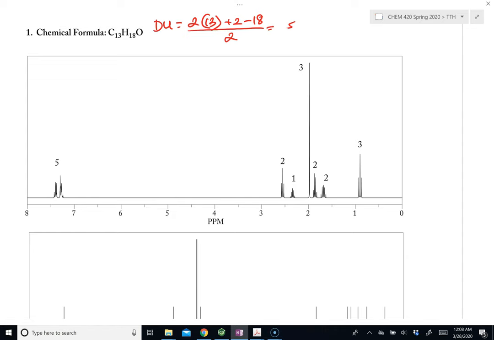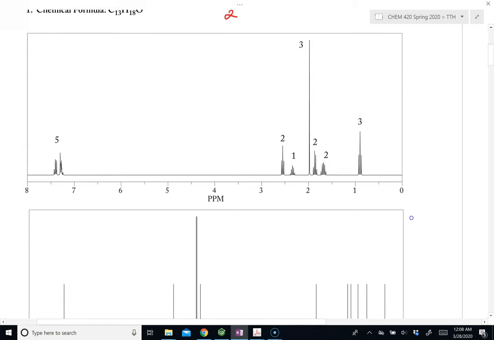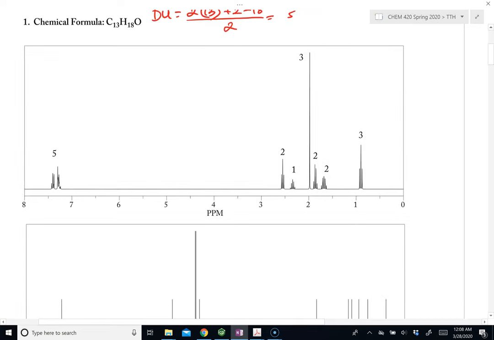And the next step is to go to the proton NMR spectrum and identify the pieces based on the chemical shift and integration. Here we see a signal from 7 to about 7.5 ppm. So we know that this corresponds to aromatic hydrogen, which means we have a benzene ring. The overall integration here is equal to 5. This would then mean the benzene ring is monosubstituted.